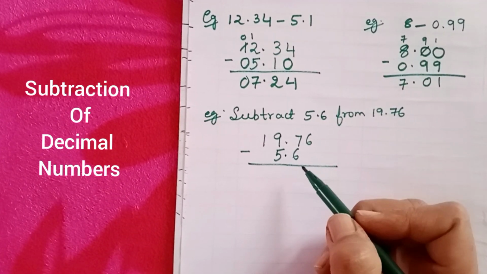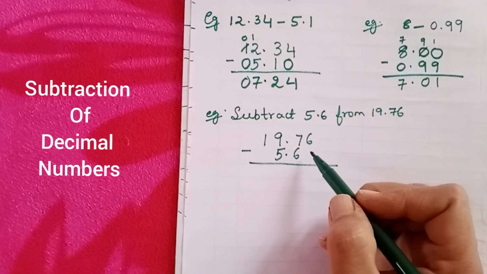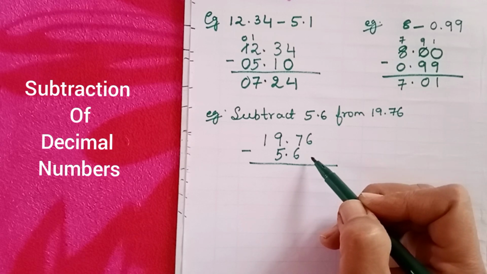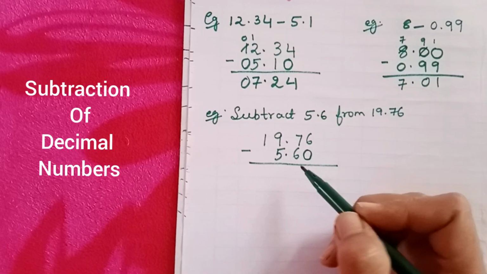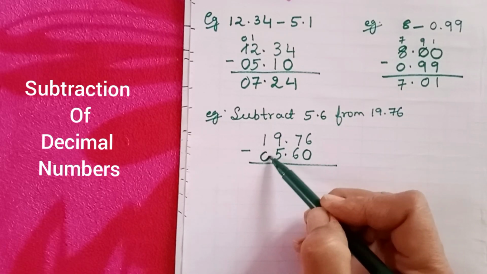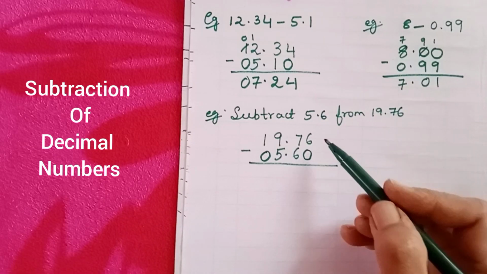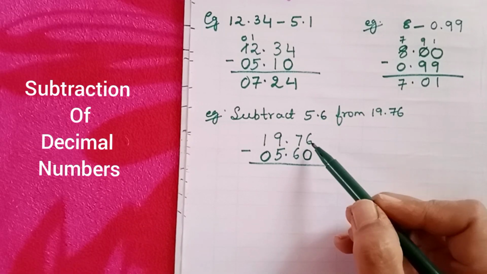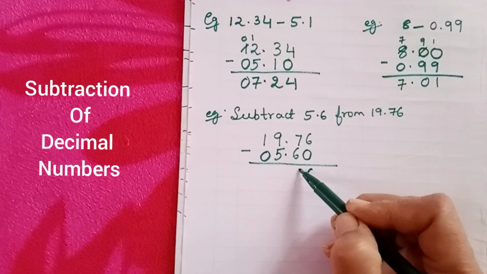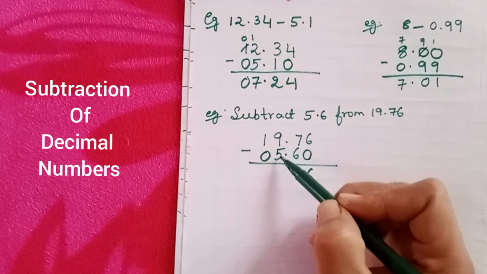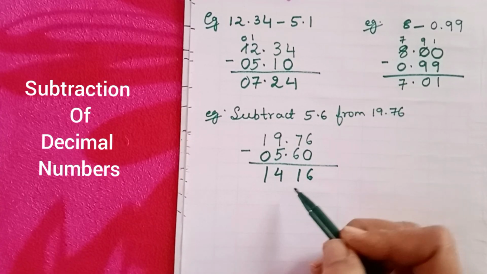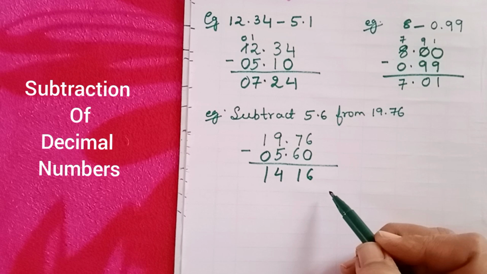Now we will see if there is any number which is left empty. So here below the 6 we do not have any number, so we can add one 0 here. And here below 1 we do not have any number, so we can add here 0. Now second step is we will do normal subtraction. So 6 minus 0 is 6. 7 minus 6 is 1. 9 minus 5 is 4. 1 minus 0 is 1. So now we have done the normal subtraction.